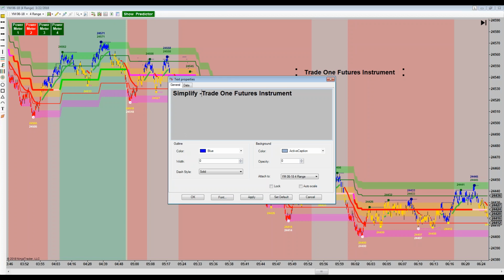Simplify. Take everything off of your screens. Everything except for one chart. And then focus 100% of your focus on that one chart.